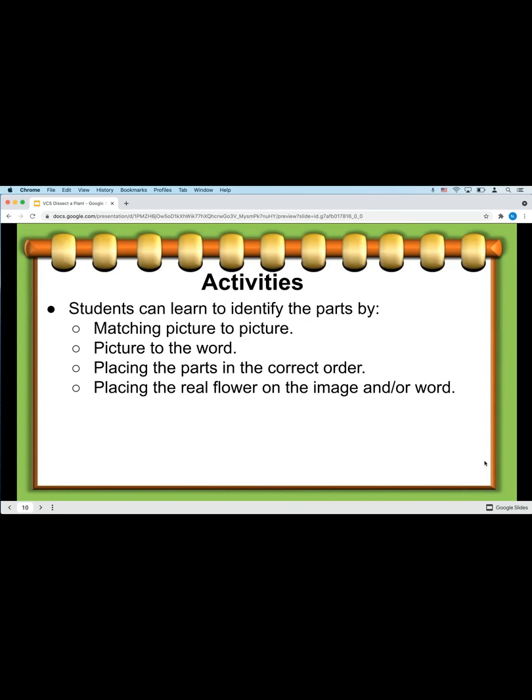And the real fun is in a dissection. Once the students are aware of the parts and can identify them, they can place the real parts of the flower, or an artificial part, to the image and or the word.